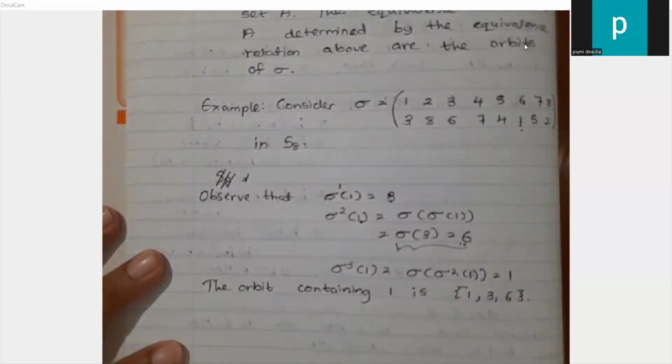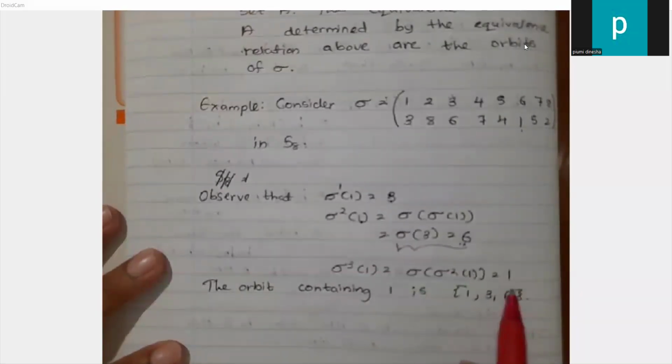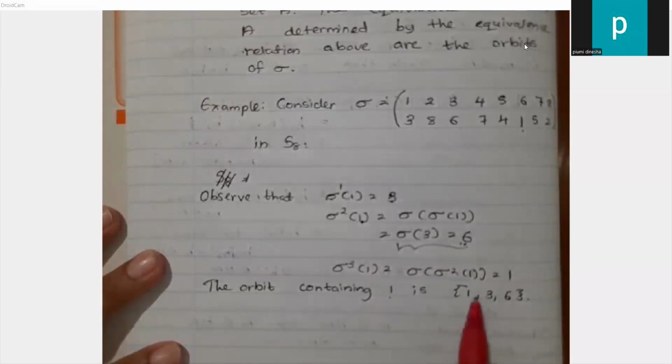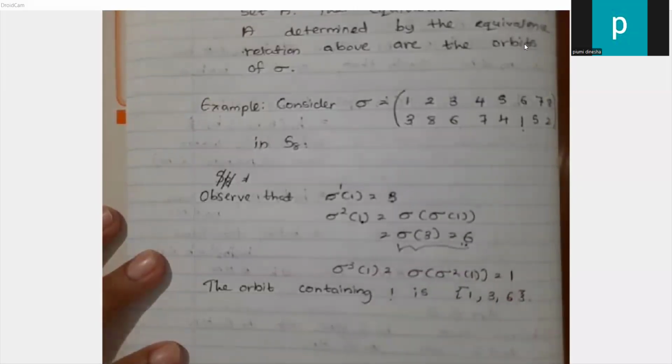Right? So the orbit containing 1 is simply 1, 3, 6. And then the same, instead of saying 1 over here, we could say the orbit containing 3 is also 1, 3, 6. For any of these elements, this is the orbit containing those, right? Okay, now let's find the rest.